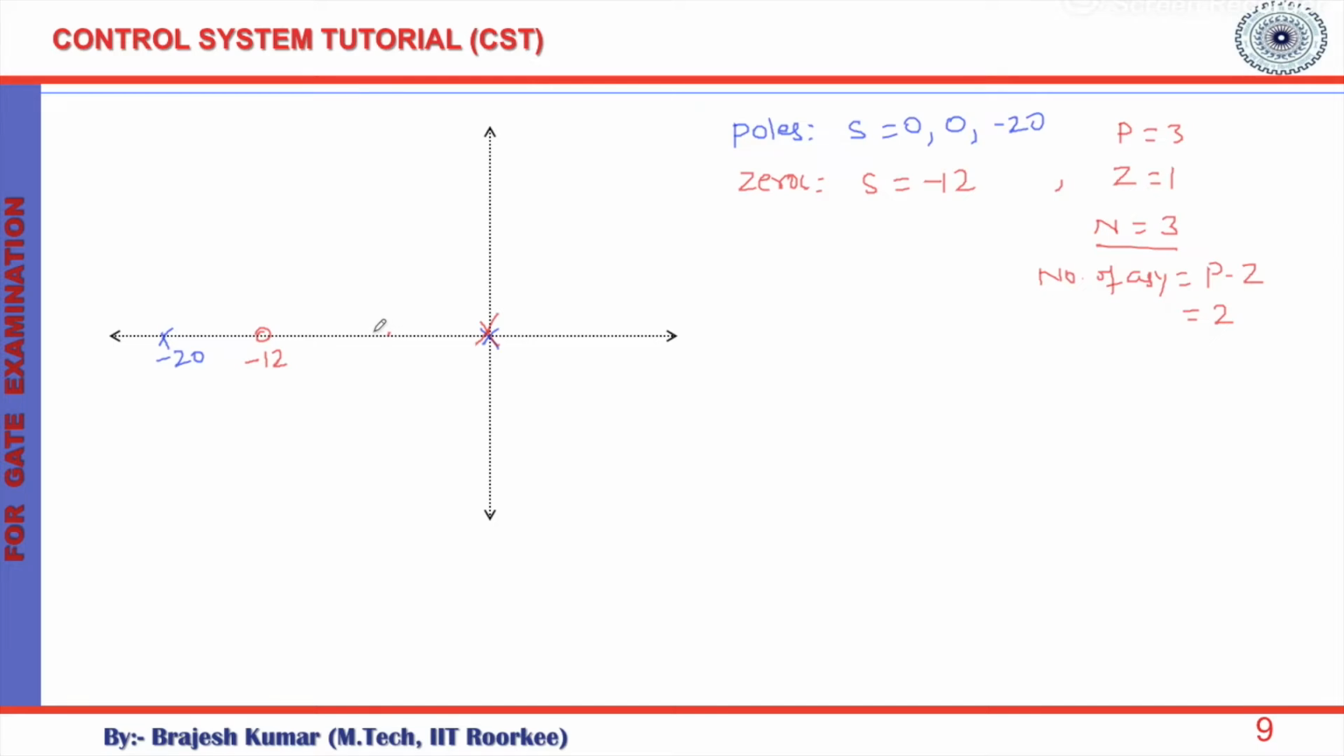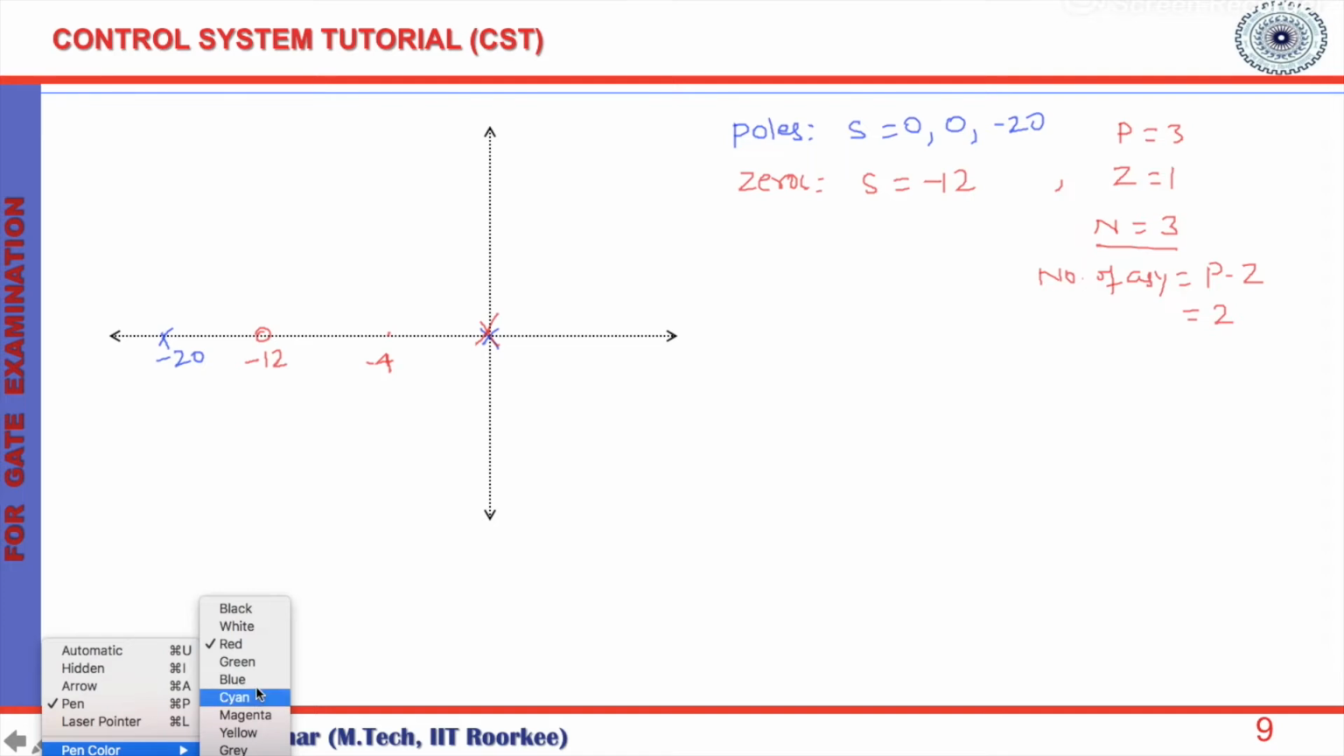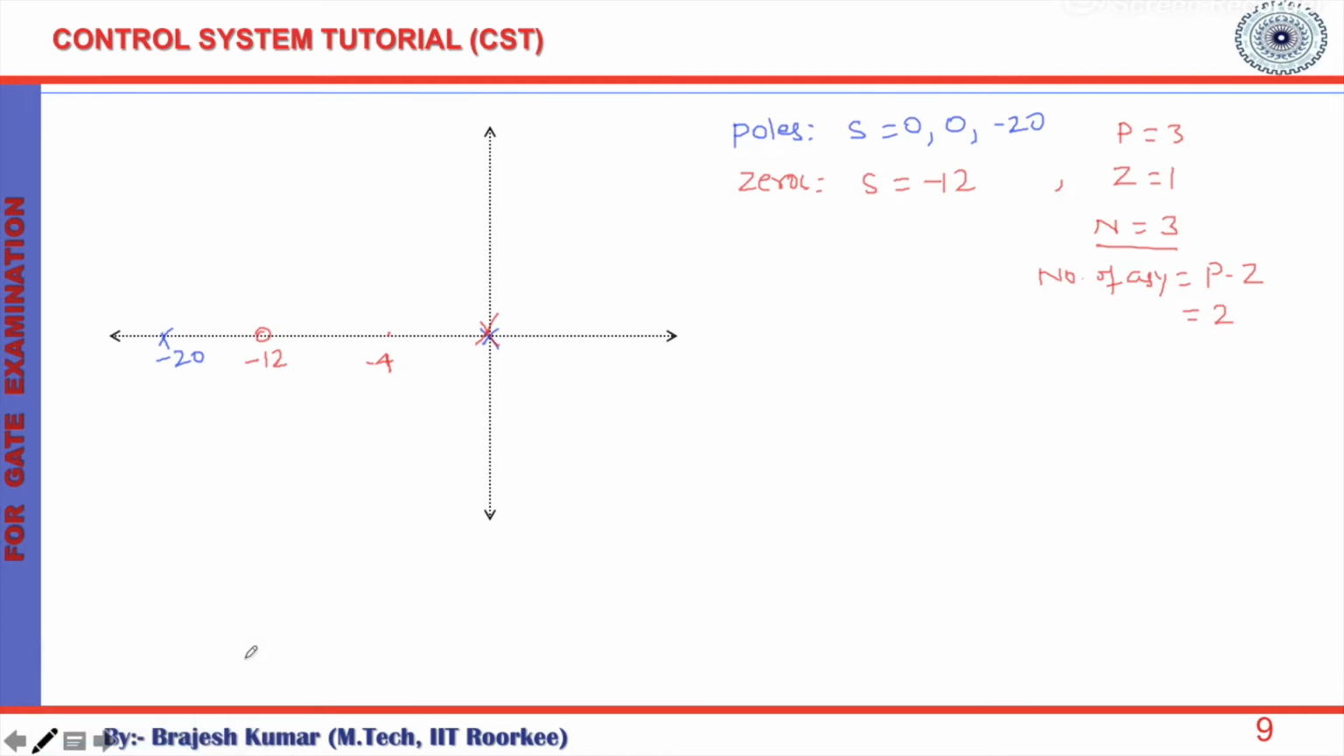And if we try to find the intersection point of these asymptotes at the real axis, you will find that the intersection point lies at minus 4. Clear? So we will have two asymptotes here. So let us try to draw these asymptotes. So we are having two asymptotes.